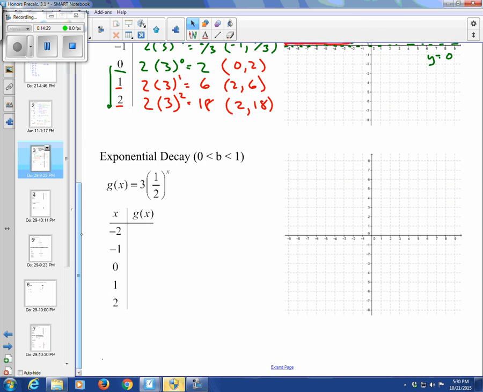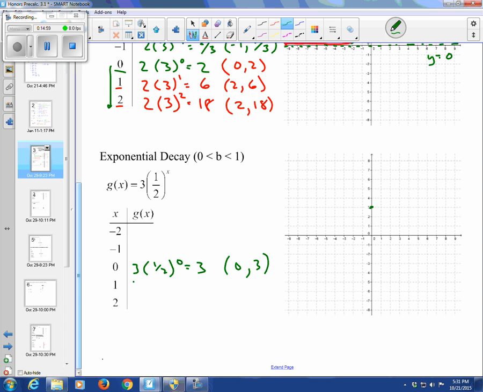We say that if the base is between 0 and 1, it is exponential decay. Plugging in exponents, when we plug in the exponent of 0, that means we're multiplying no 1/2's. We're just getting 3. So we've got the initial value, which is (0, 3), given to us right there. When we raise 1/2 to the 1 power, we are multiplying by 1/2 once, and so that's going to give us 3/2.